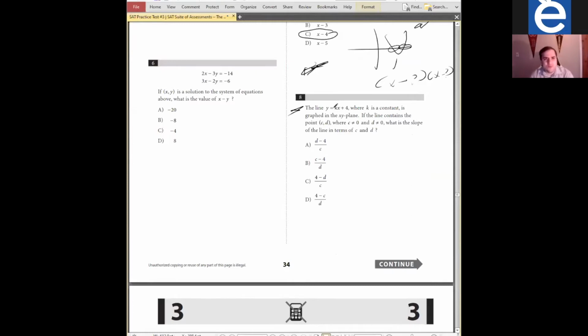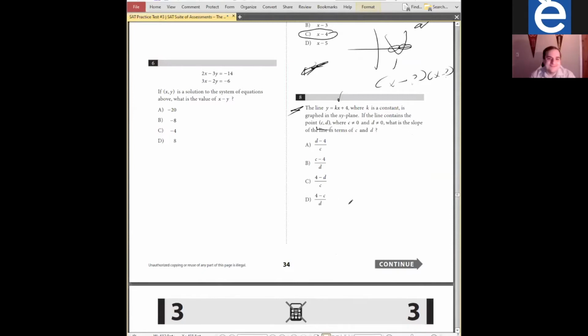So here we have a line question. The line y is equal to kx plus 4, where k is a constant. Basically, this is y is equal to mx plus b. They're saying k is a constant. In this particular case, it's a slope. If that is graphed in the xy plane, if the line contains this point, what is the slope in terms of c and d? So this is a whole lot of words that just mean, hey, plug in c and d.